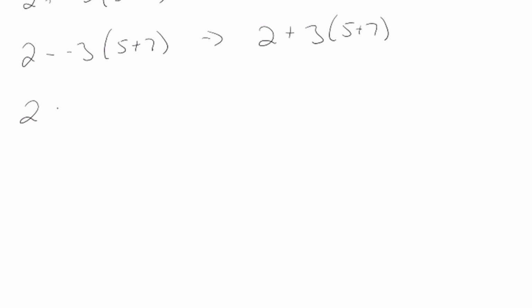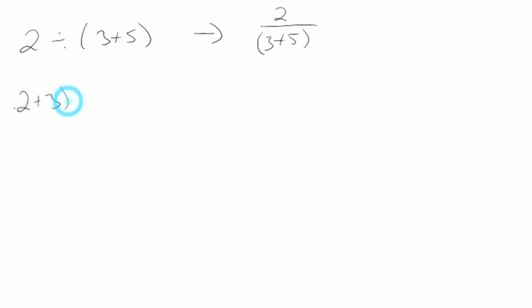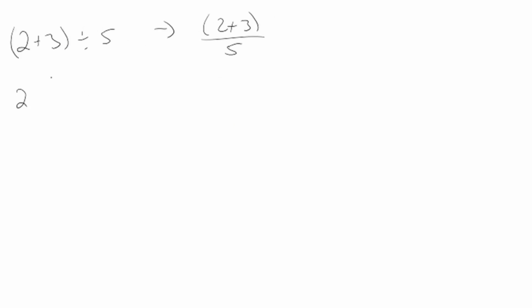And with division symbols, if you have 2 divided by 3 plus 5, let's say, here this 3 plus 5 is acting as a single object, so the 2 is in the numerator, and the 3 plus 5 is in the denominator. This also works this way. If you have 2 plus 3 divided by 5, here the 2 plus 3 is in the numerator, and the 5 is in the denominator. If you have 2 times 3 divided by, let's say, 5 plus 7, like this, the 2 times 3 would be in the numerator, and then divided by 5 plus 7, that 5 plus 7 acts as a single object.